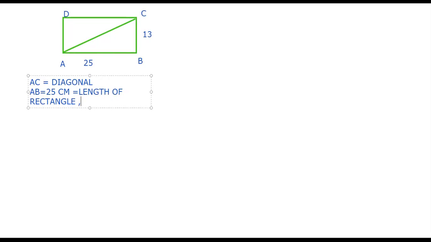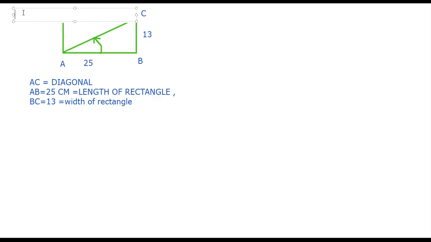And then we will have BC, that is equal to 13. This is the width of the rectangle, and this completes the information. What else is required in the question? We simply need to find this angle of the base with the diagonal. So it is the same question as we have done before.